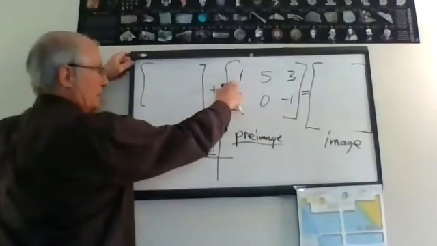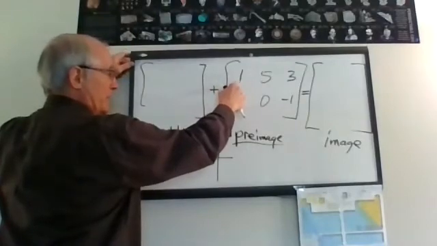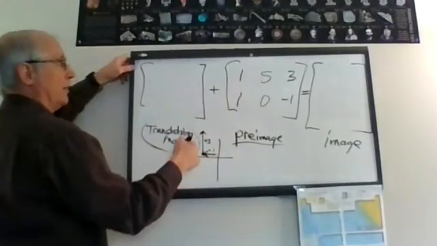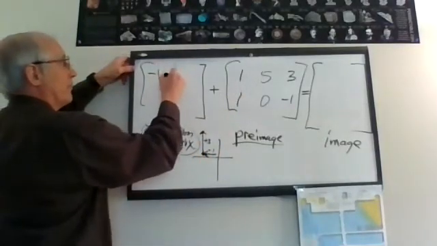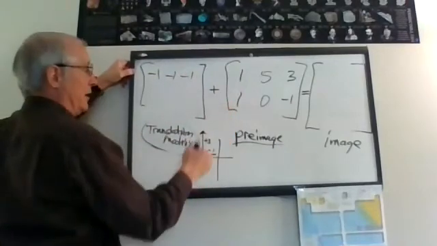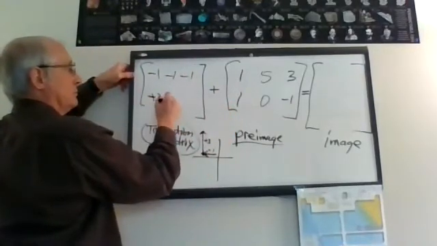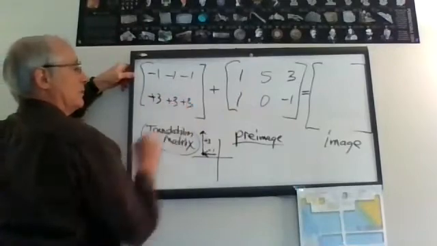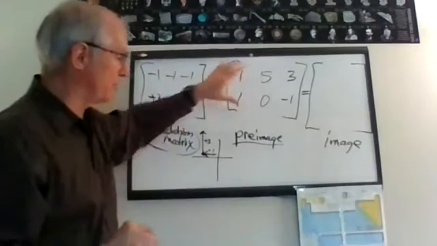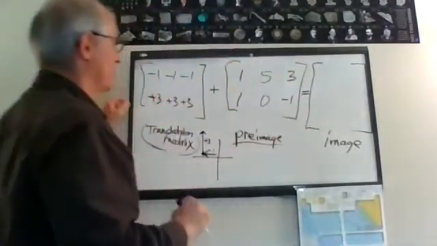So for every x value, the upper one's the x value and the lower one's the y value. For every x value, we're going -1. And for every y value, we're going up 3. So that's the translation matrix. You're going to apply that to the pre-image and you're going to get the image.